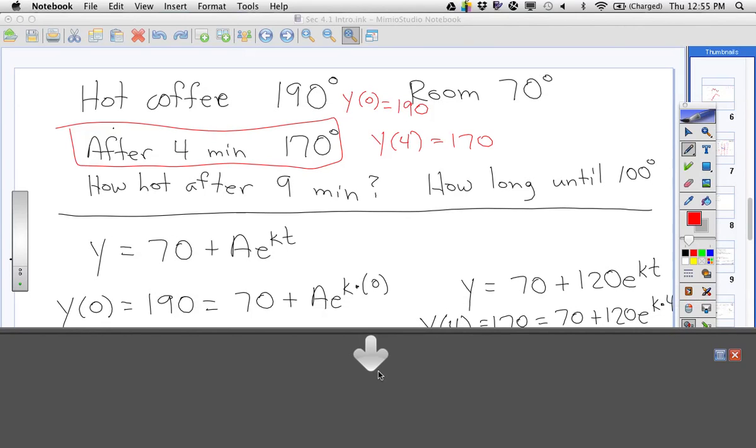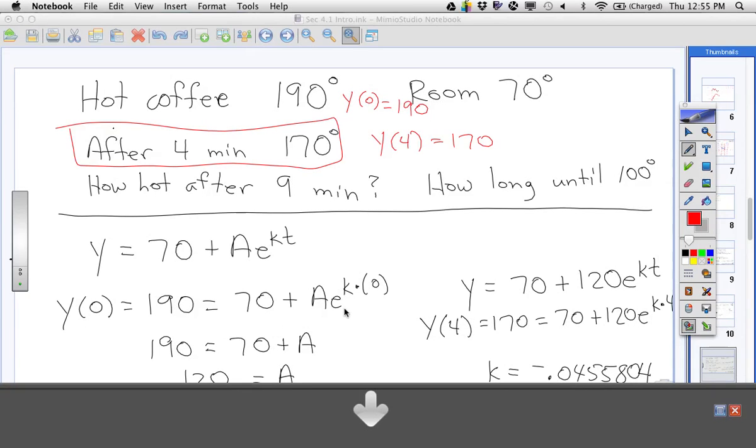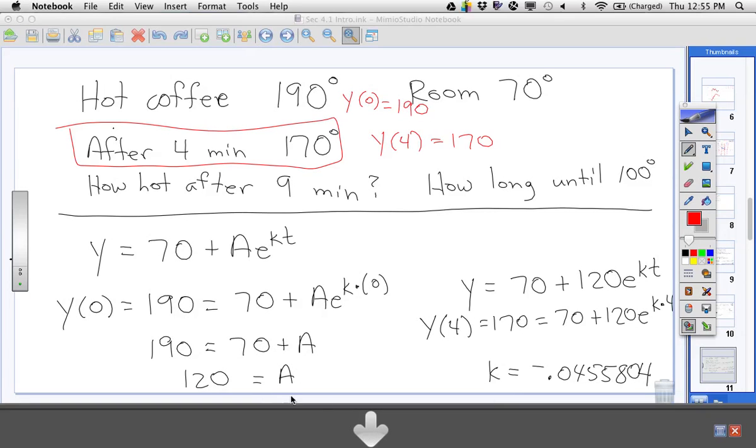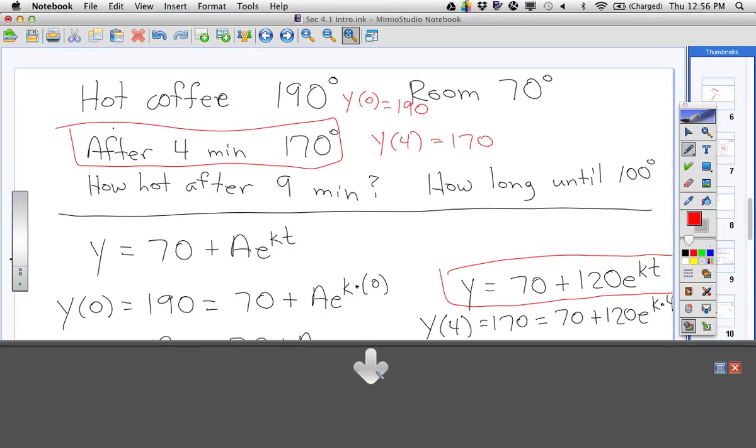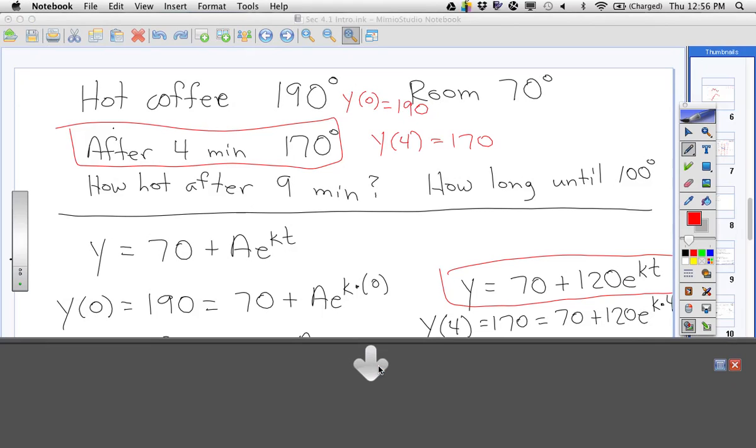Okay, so let's do it. I think your work ought to look something like this. So we plug the 190 in for y, and we put the 0 in for t, and I know some of this you could do in your head, and that's okay if you do. Now what's going to happen, you're going to get e^0, which is just 1, and so you're going to solve for A and get A is 120. And so then you've come over to here, and now we've got it down to this part. Now we've got it down to that in the red.